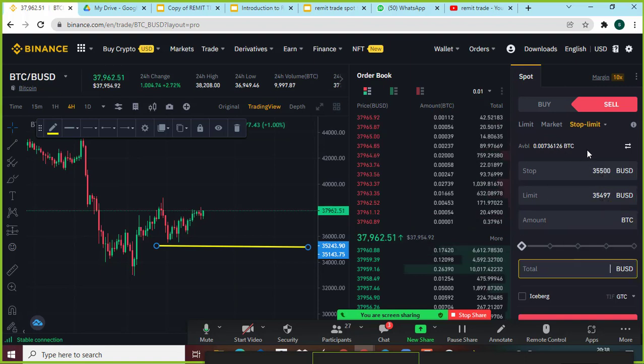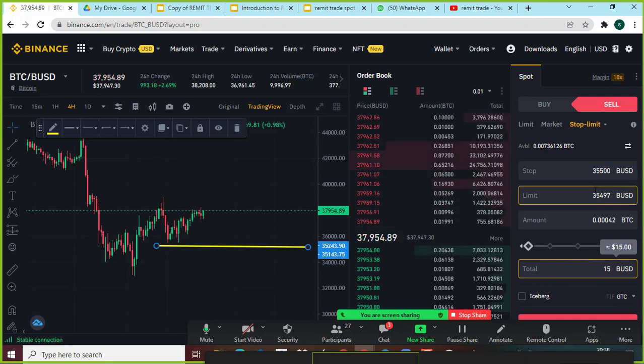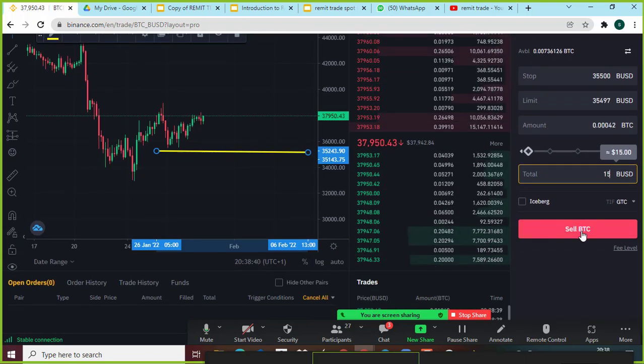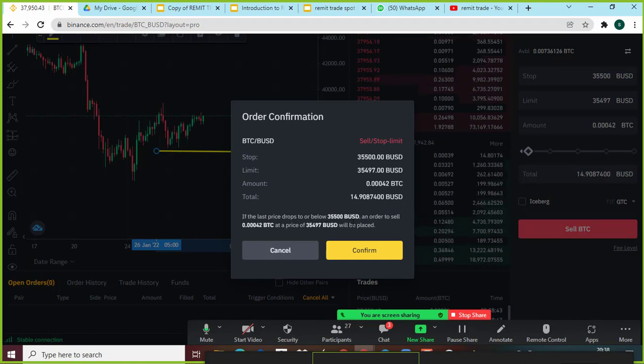You can put the entire amount you bought, or put 50% or 100%. In this case, I'll put 15, for example. And when you set it like this, remember this 35,500 is higher than 35,497. So after this, you come here and click sell Bitcoin. A confirmation box will come up. It says, if the last price drops to or below 35,500 BUSD, an order to sell 0.00042 BTC at the price of 35,497 BUSD, please confirm.